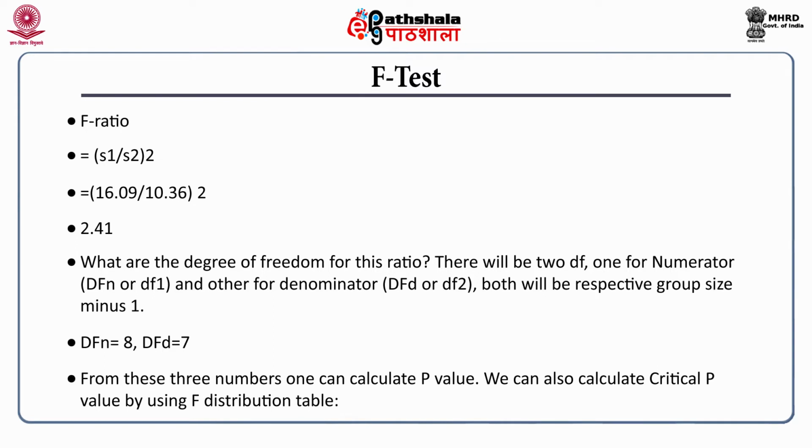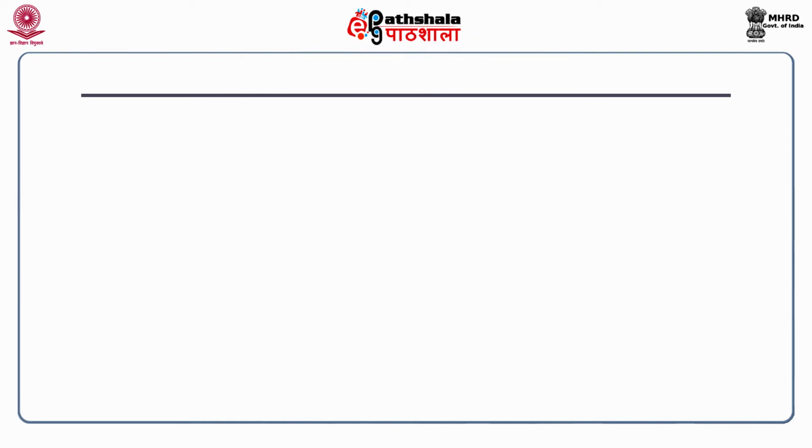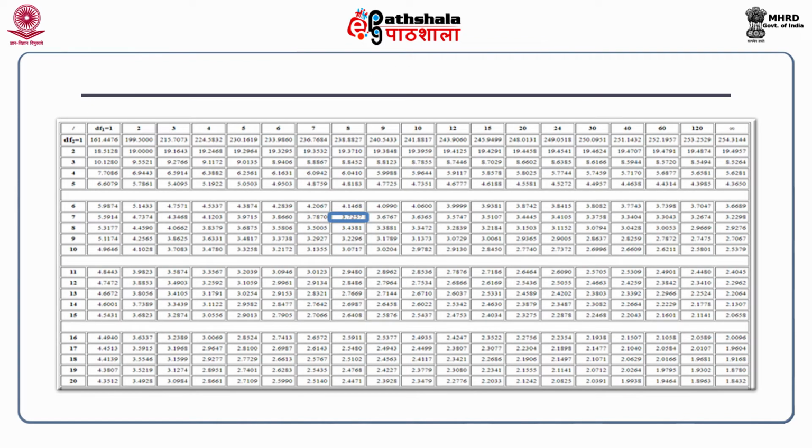From these three numbers, the degree of freedom numerator, the degree of freedom denominator, and the significance level, which is normally 0.05, one can calculate the p-value. We can also find the critical value by using the F distribution table. Remember, here we are comparing the F ratio with the critical value of that F ratio. As you can see in this figure, 8 is the degree of freedom for the numerator and 7 is the degree of freedom for the denominator. So we can see that the critical value of F is 3.72.